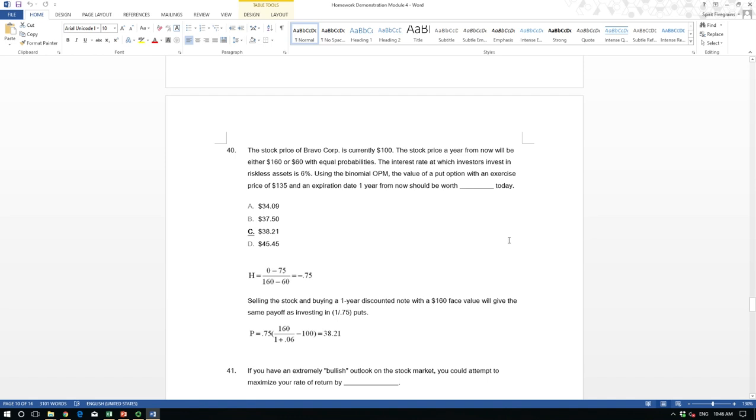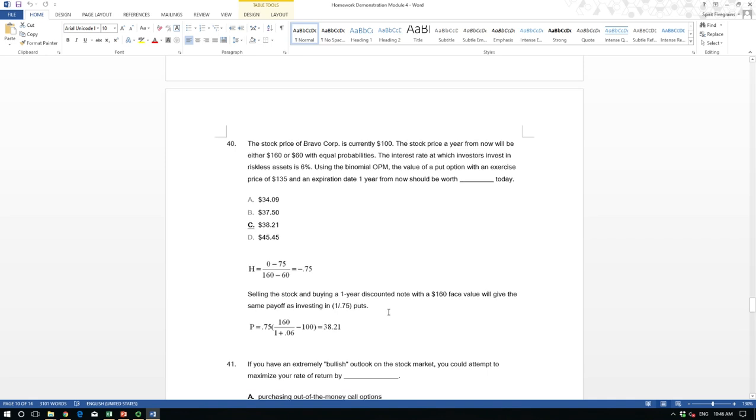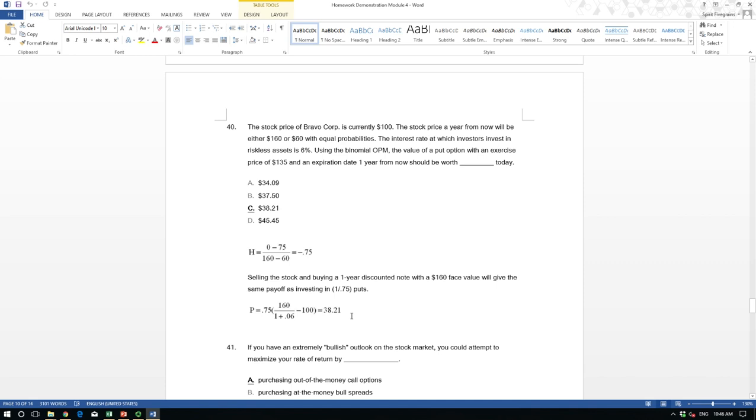Well, here first of all you need to figure out the hedge ratio by following the equation that you see in the lecture notes. Here you see how to calculate the hedge ratio, and the hedge ratio is negative 0.75, right? And then you apply the hedge ratio in the calculation of the option price to get $38.21. So look at the textbook to see the details of solving a typical option price based on a binomial tree, and answer C for this question.